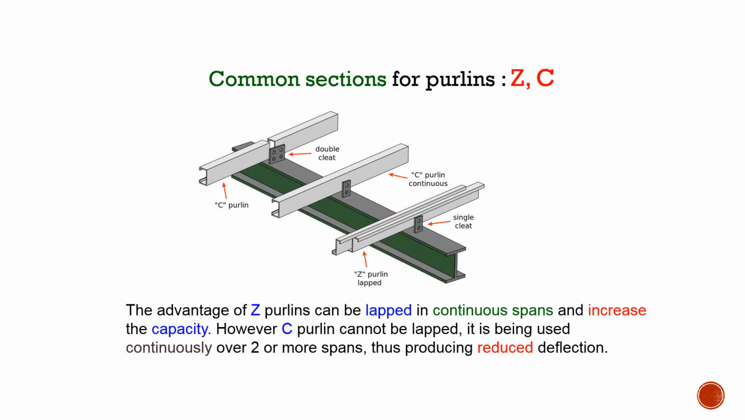There are two common sections for purlin, which are Z purlin and C purlin. The advantage of Z purlins is that they can be lapped in continuous span and increase the capacity. However, C purlin cannot be lapped. It is being used continuously over 2 or more spans, thus producing reduced deflection.